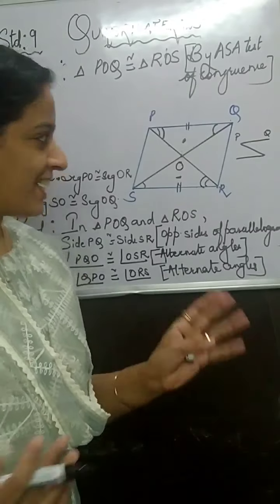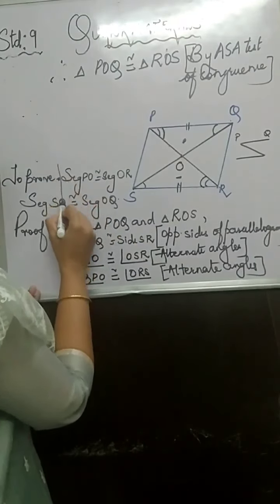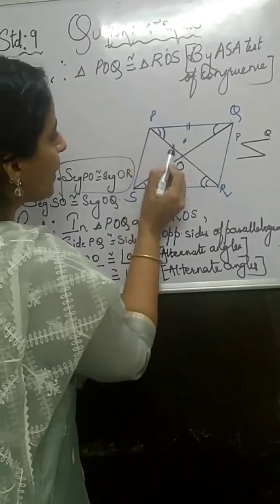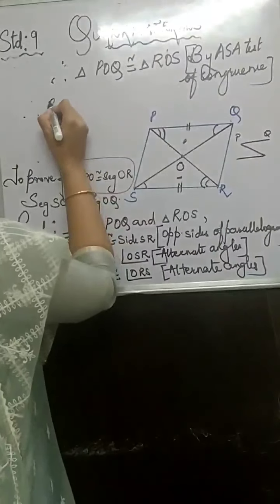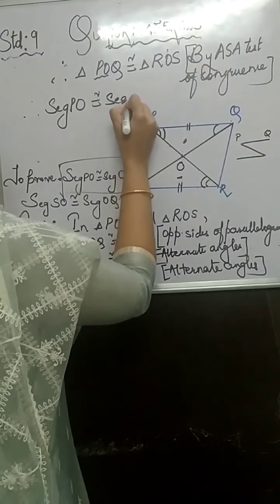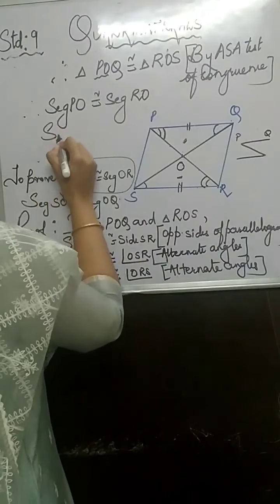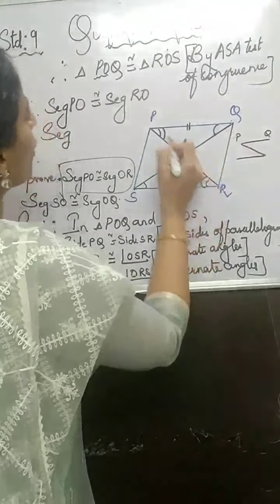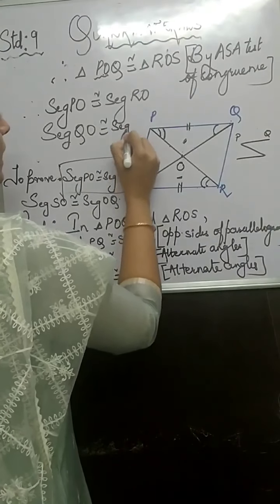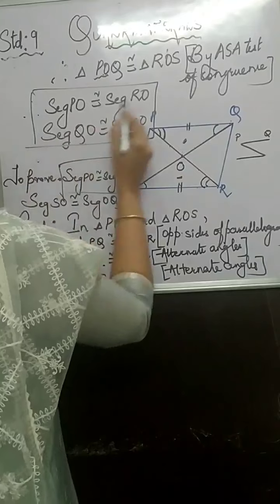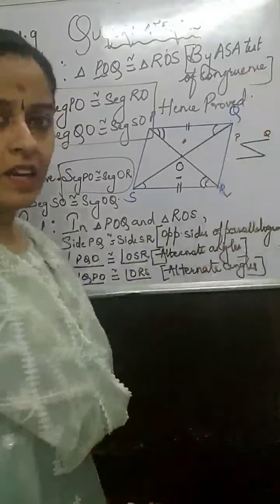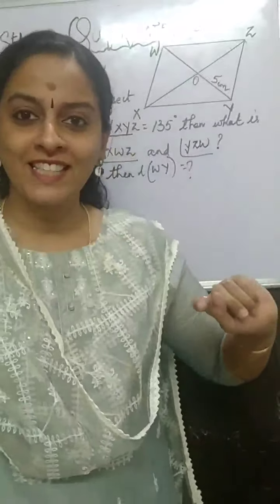Now we can take CSCT and get our to prove. To prove was this, no? So if both the triangles are congruent, then I can say that PO is congruent to OR. So therefore, segment PO congruent to segment OR, and the next part we want, QO congruent to segment SO. Put it in a box and write hence proved. Hence proved. Okay? Understood? So now let's start with practice at 5.1.